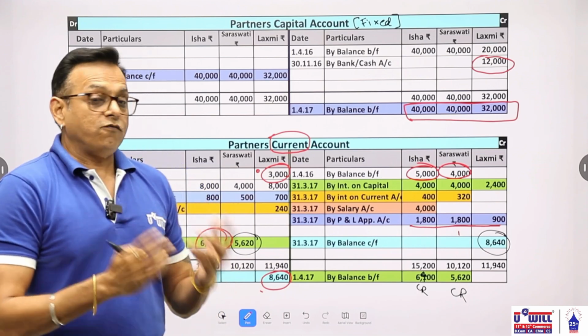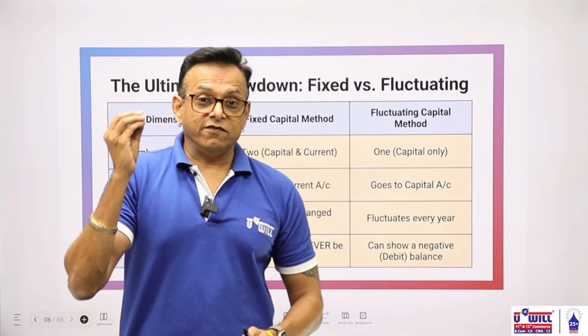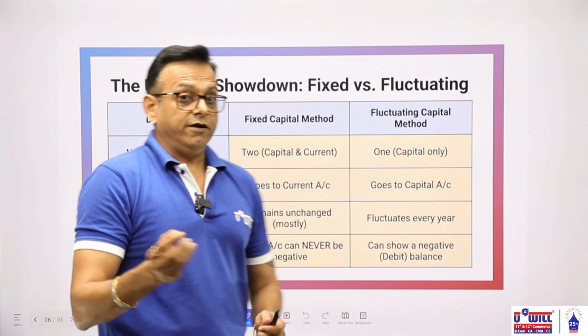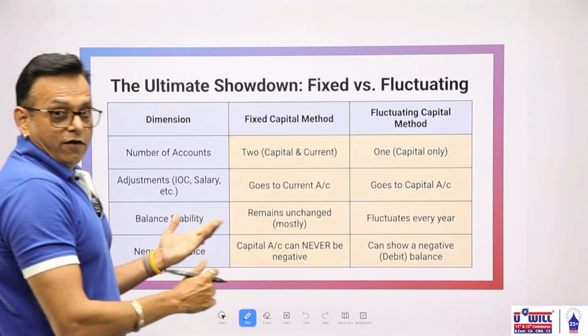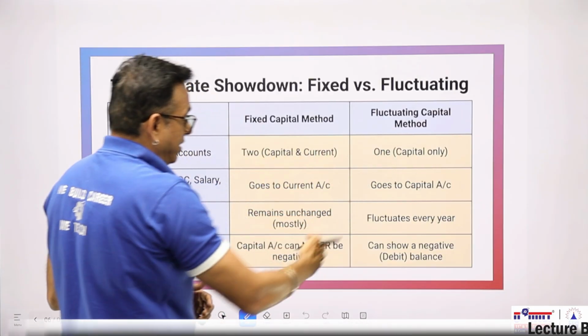So now which one is a better method? I'll come to that later, but keep this in mind. Which one would be the better method? Now, the difference is very simple. Here we have two capital accounts. Here we have one capital account.